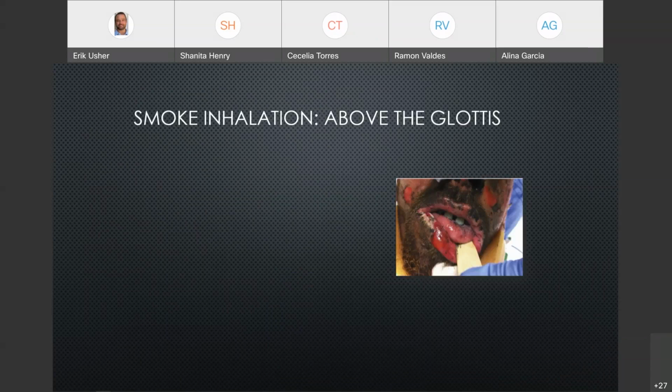So this picture here is a patient. Again, if I saw this patient, I would immediately RSI and intubate this patient, because it's not a matter of if that airway is going to swell, it will swell. And I want you to keep this picture in the back of your mind when we see a picture a little bit later on.